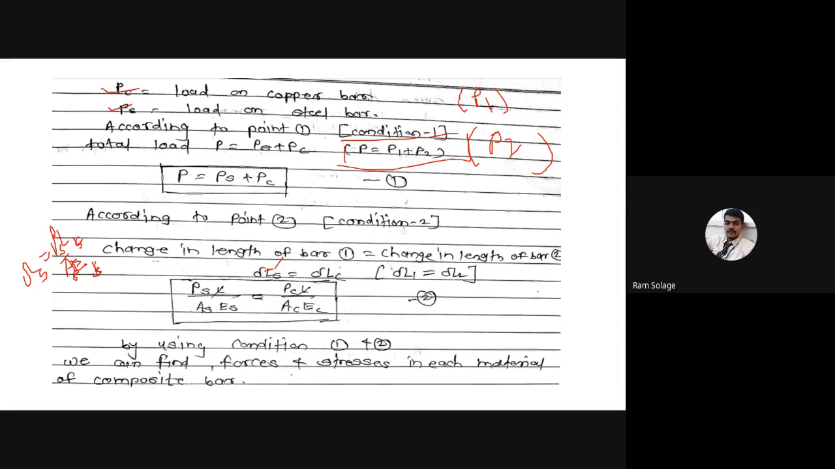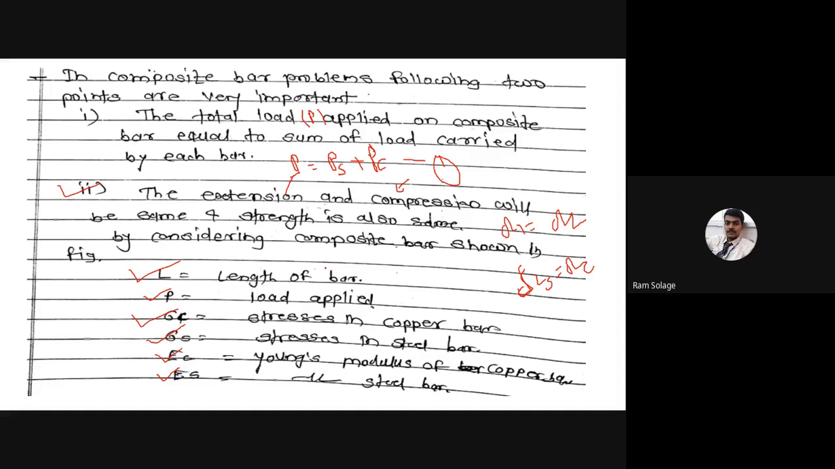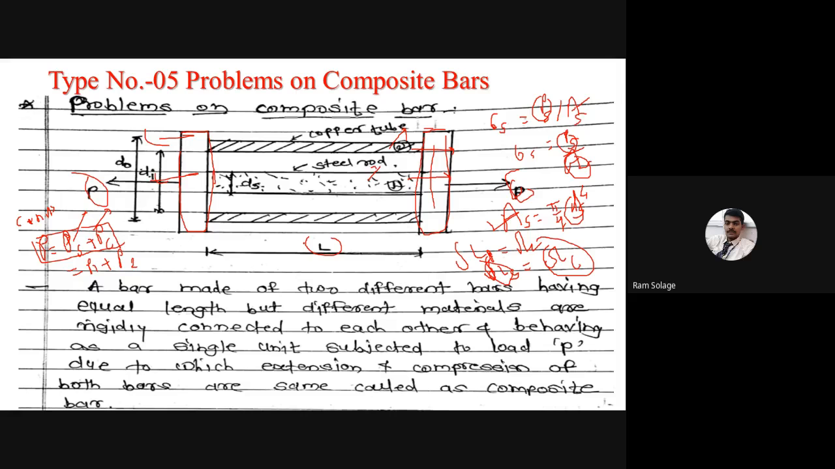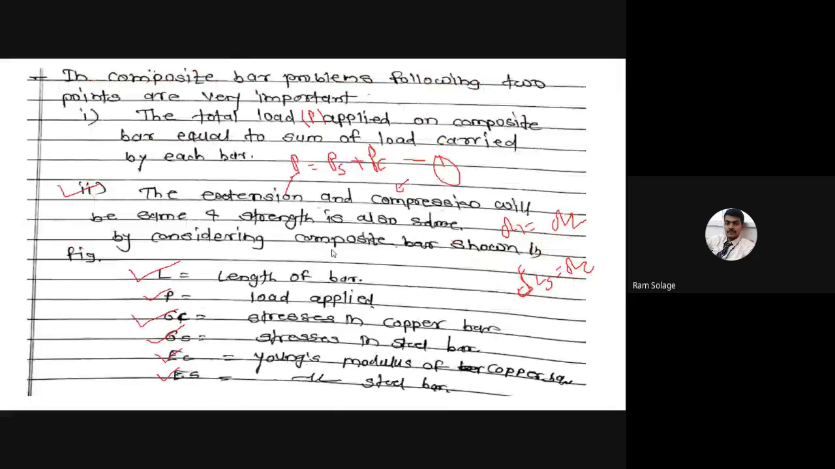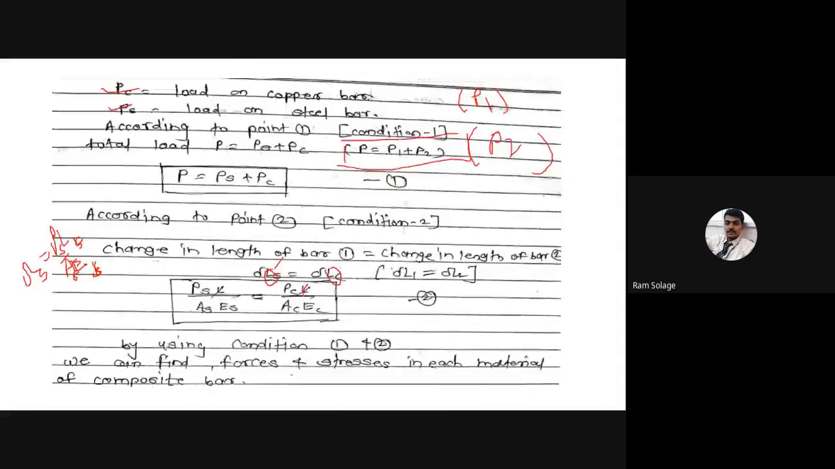Means what? Length of steel rod and length of copper rod. See the problem and given figure. The length of steel rod and length of copper rod will be the same. That is the capital L. So capital L will get cancelled. PS means what? Force on steel bar. PC means what? Total load taken by copper rod, or load on copper bar.